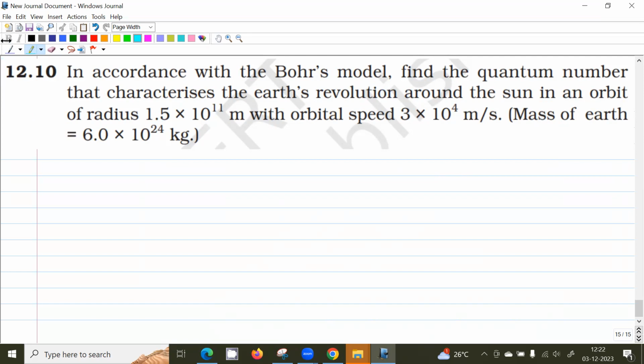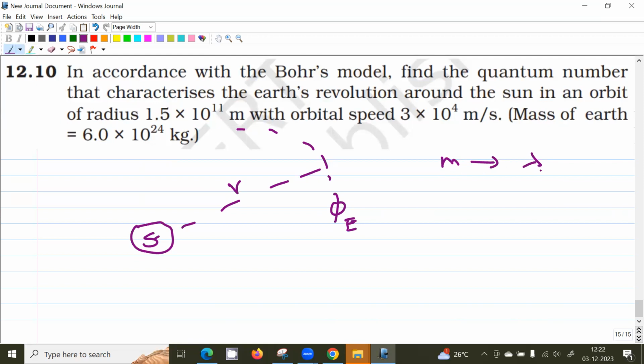Okay, this is not bad. This is talking about sun and earth. So sun is at the center and earth is here. Earth is going in a circular orbit with some radius. For any mass, I can associate a wavelength, like the particle is behaving like a wave. And the relation is lambda is, what is the relation?